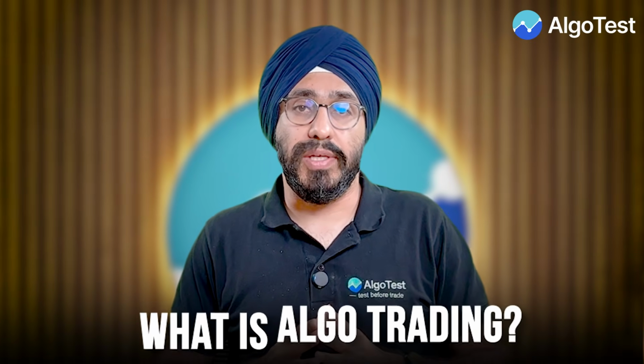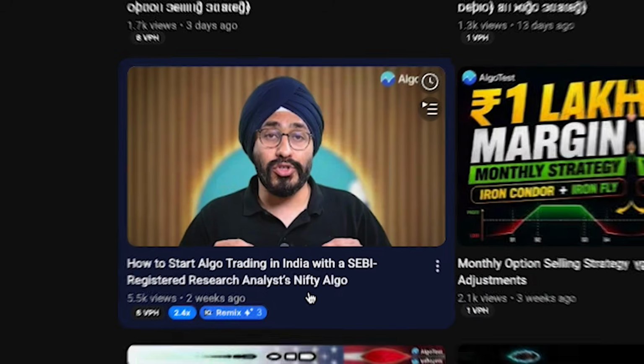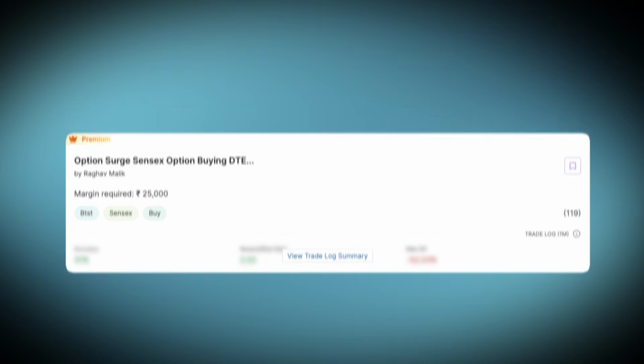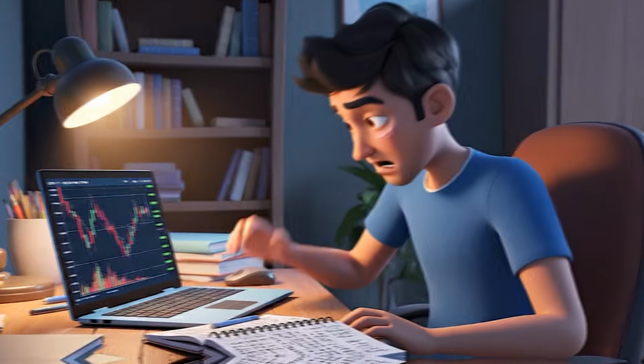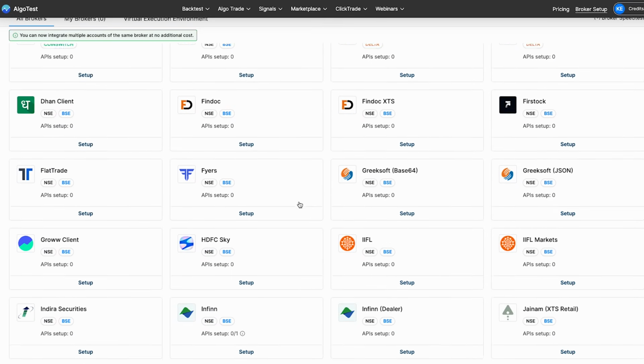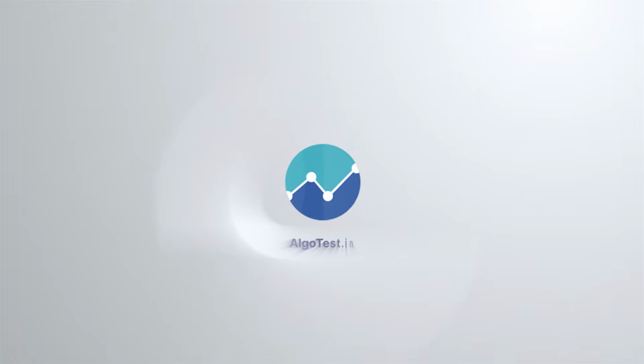What is algo trading? That is what we discussed last time. Today we're back again with another algo on option buying. How to do it, how to trade it, how to automate it, how to connect your broker. We're going to discuss it all today. Welcome and let's start our journey on AlgoTest with algos for option buyers.